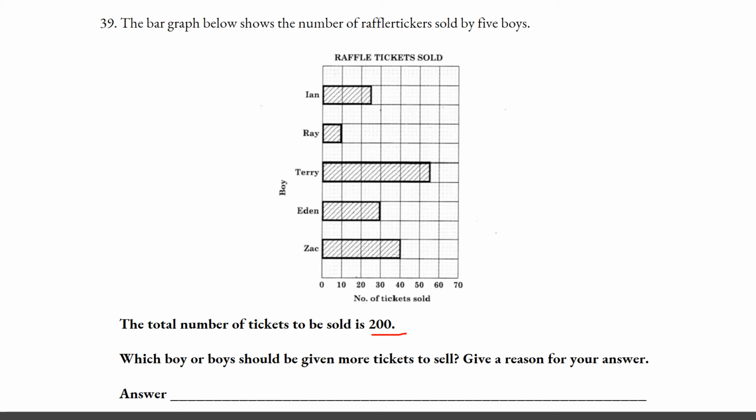Some may say, let's give Ray and Eden because they sold the least and they can sell more. Okay, and you give the reason for your answer. Others may say, well, Terry sold how much? Approximately 55 and Zach sold 40. They are excellent salesmen. So why not give the rest to them so that everything can sell out fast? Whatever your choice is, be sure to give a reason for your answer.